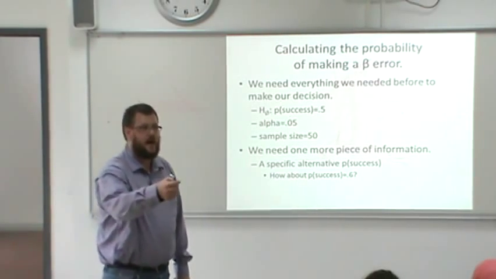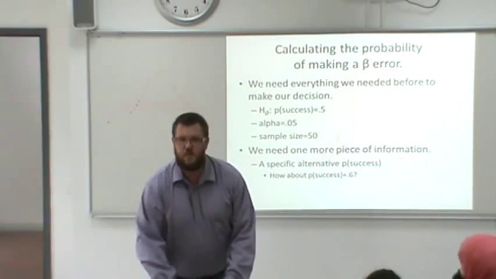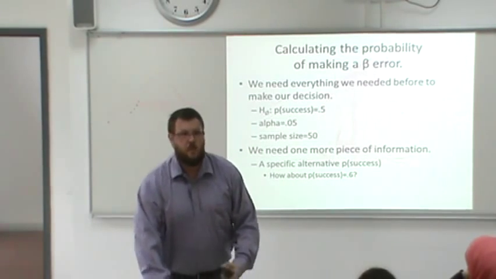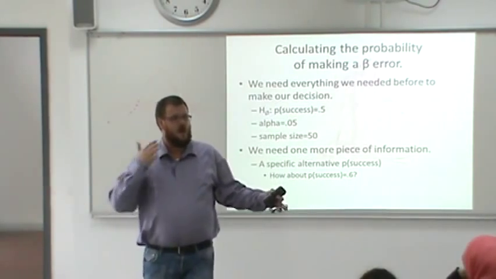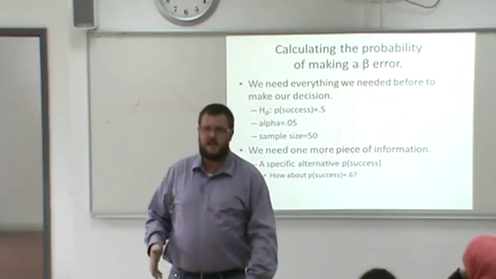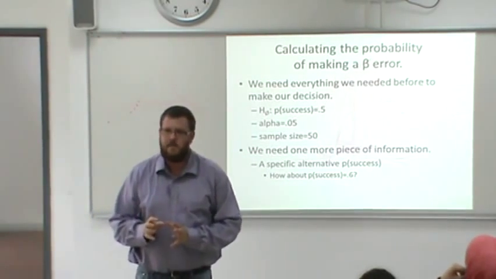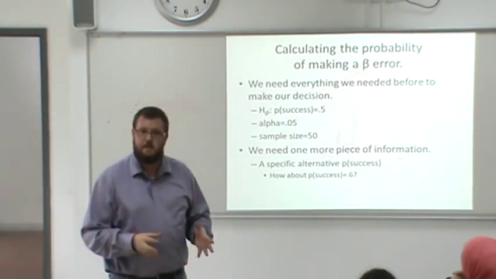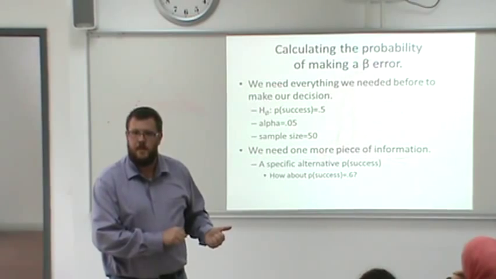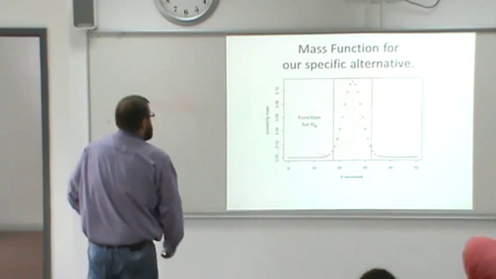Now, if we did a lot of flips, we could use the probability that we actually observed, right? But we haven't done any flips yet. So let's imagine that we're interested in seeing how well we're able to reject the null hypothesis when the true probability is actually 0.6. Okay? That's what we're interested in when we're talking about beta.